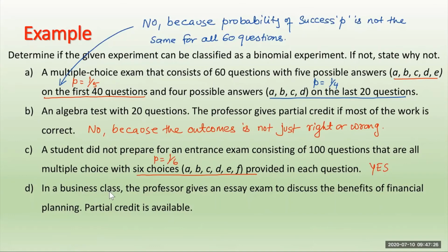In a business class, the professor gives an essay exam to discuss the benefit of financial planning, and partial credit is available, quite similar to B. So if there is partial credit, is this a binomial experiment? You have already answered this question, yes or no? No, because partial credit is also given, right? So the answer will be no, because the outcome is not just right or wrong.